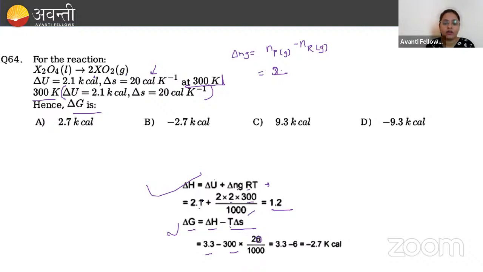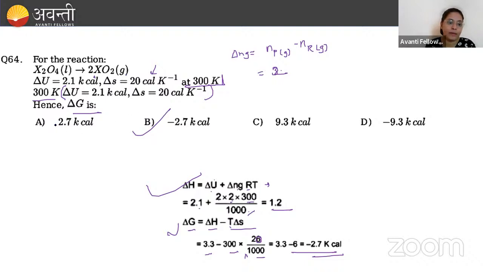Here, the delta U value was in kilocalorie, so I have converted the value of R, which was in calorie, into kilocalorie. That's why I have written 1000 here. Here also, for delta S, in order to convert it into kilocalorie, we have divided it by 1000. When you calculate all this, you will get the answer 2.7 kilocalorie. In order to get the answer in kilocalorie, we have divided the term by 1000. So that was our answer, minus 2.7 kilocalorie. So for 64, the answer will be P.